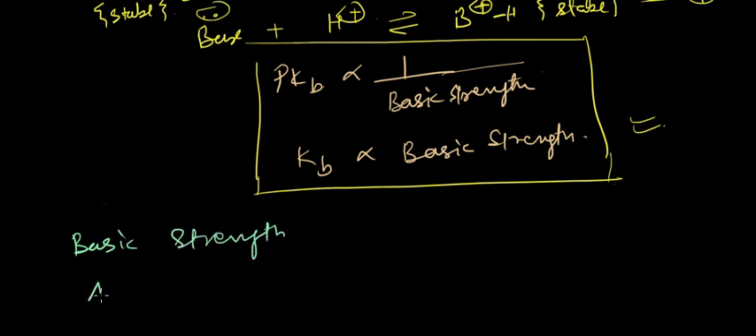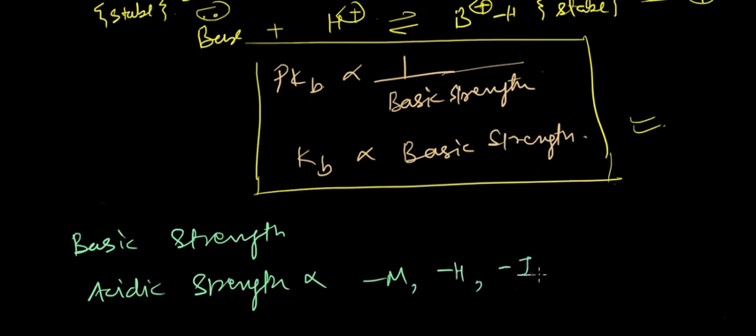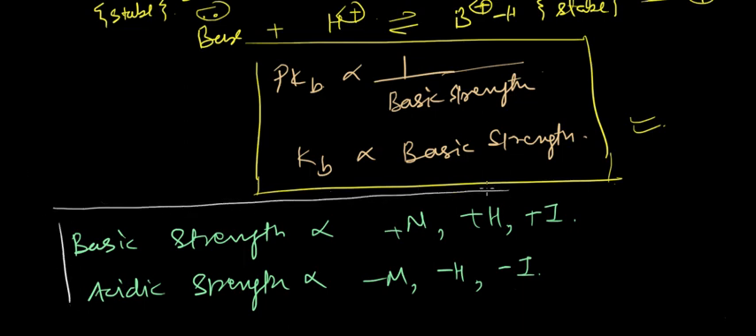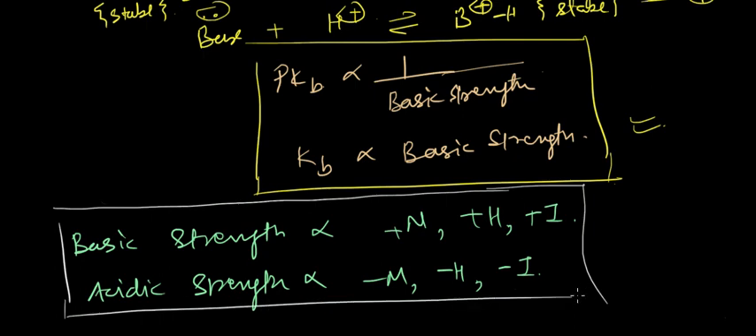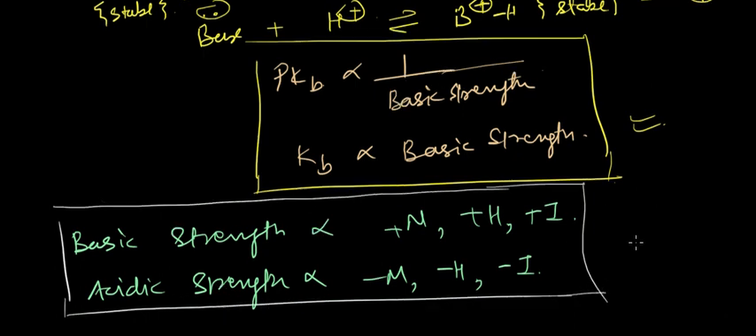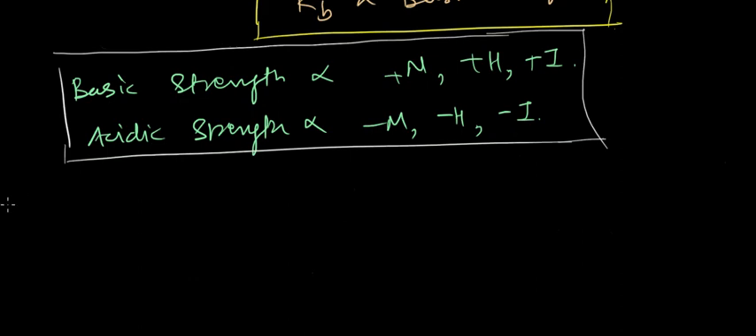So you don't have to remember all of these concepts. Just have to pay attention in these lectures, and later these things will come automatically to you. So as for acidic strength, which was directly proportional to the minus M, minus H or minus I groups attached to it, for basic strength it is directly proportional to the plus M, plus H or plus I groups directly attached to them. So just remember this thing also. Okay. So now, as we always do examples after we are done with the conceptual part, so the fun part starts now. So let us compare the basic strengths of the following organic compounds.